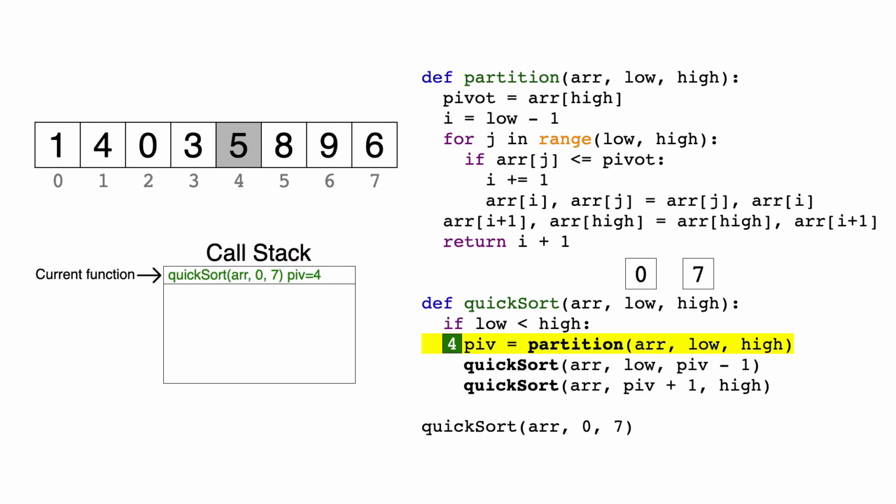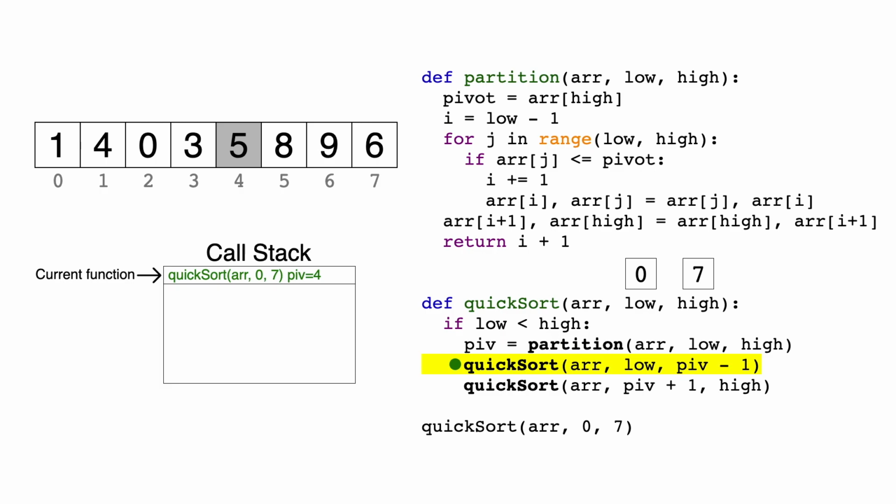Now we recursively call QuickSort twice to sort the remaining portions of the array. Let's start with the left side. We'll call QuickSort and pass in 0 as low and piv minus 1 as high. Notice that we're omitting piv, since the element at the piv index is already sorted. I'm also going to put a green dot here that matches the color of the function in the call stack, so we know exactly where we left off.